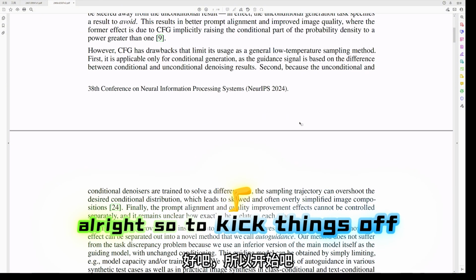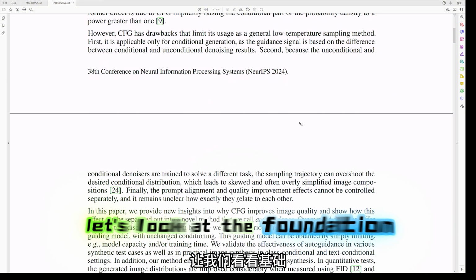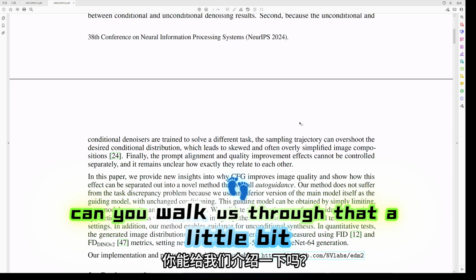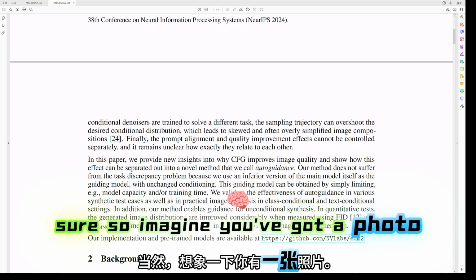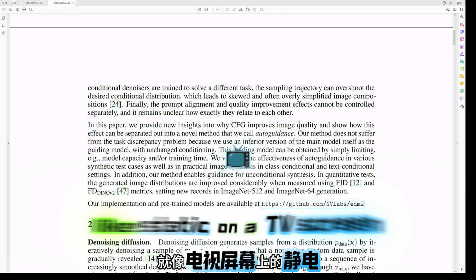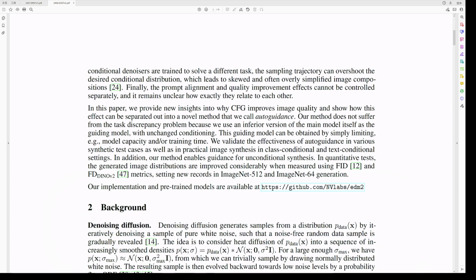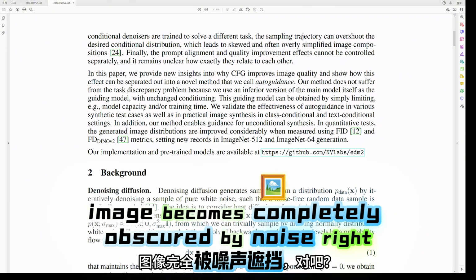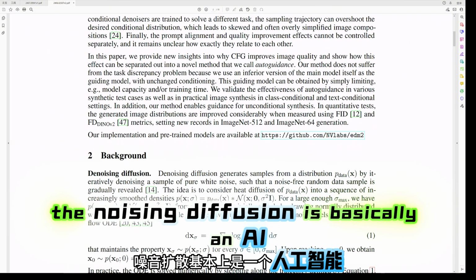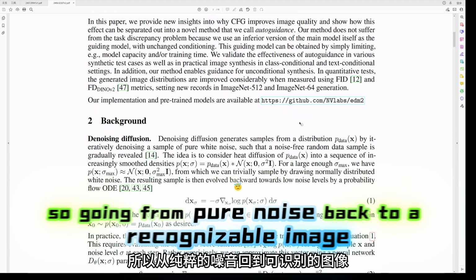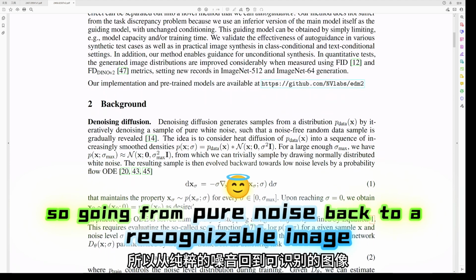All right, so to kick things off, let's look at the foundation of a lot of these models, and that's denoising diffusion. Can you walk us through that a little bit? Sure. So imagine you've got a photo and you slowly start adding noise to it, like static on a TV screen. And eventually that image becomes completely obscured by noise. Denoising diffusion is basically an AI learning to reverse that process, going from pure noise back to a recognizable image.